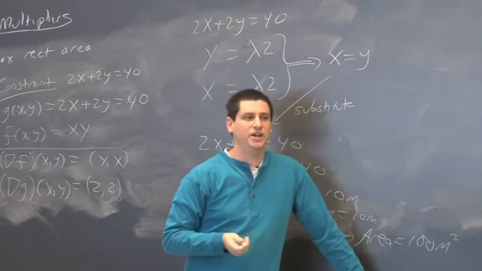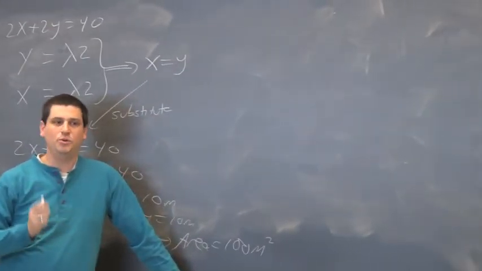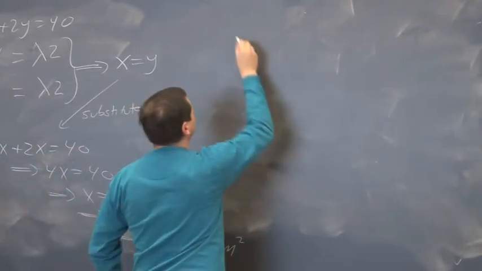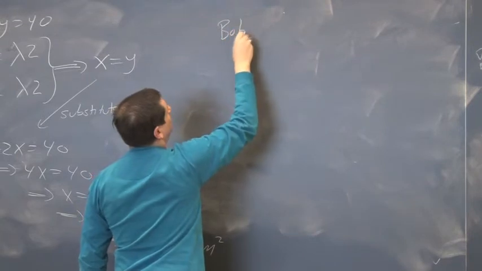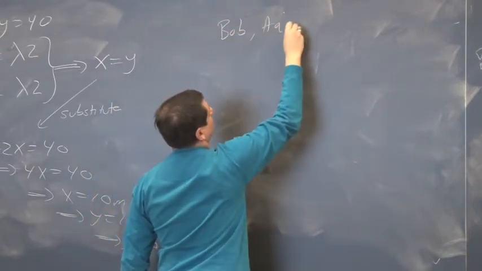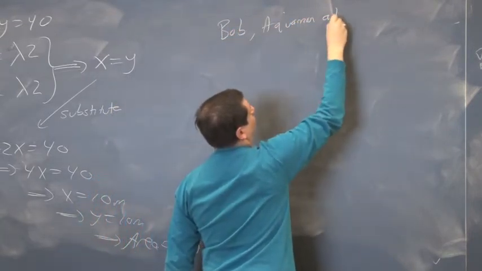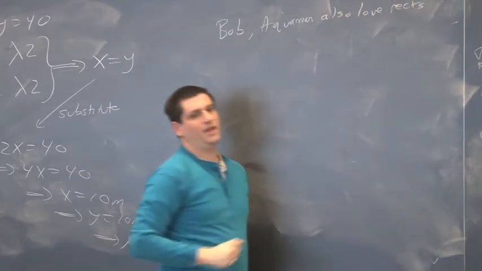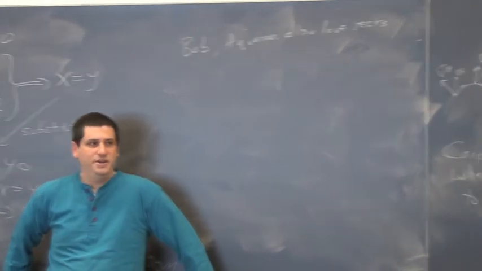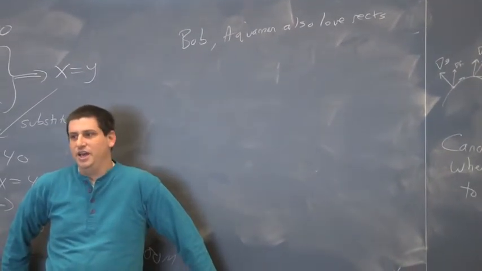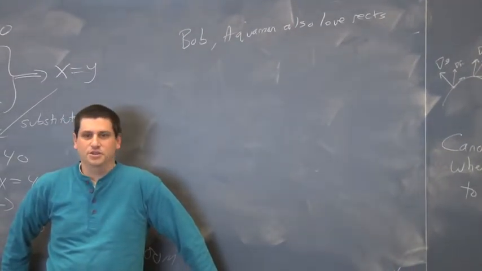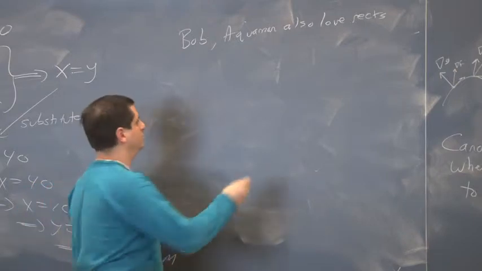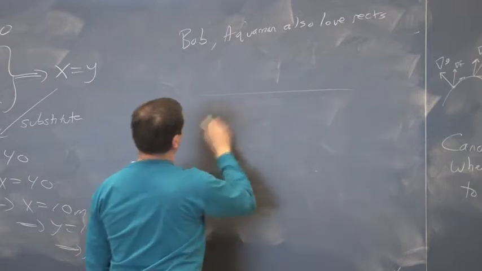It turns out, and you have to read the comic books carefully, Aquaman also loves rectangles. They really don't emphasize this enough, but he really does. So Farmer Bob and Aquaman also love rectangles. Farmer Bob is making a pen for his cows, okay? And he will only consider rectangles. And Farmer Bob's land actually runs right next to a very straight river. So here is the river.